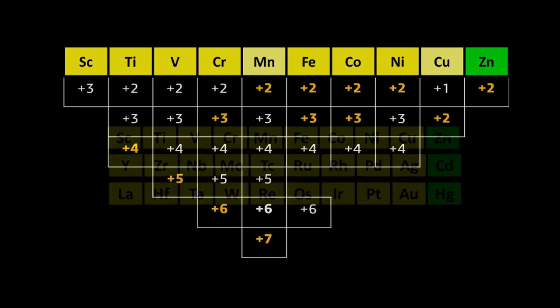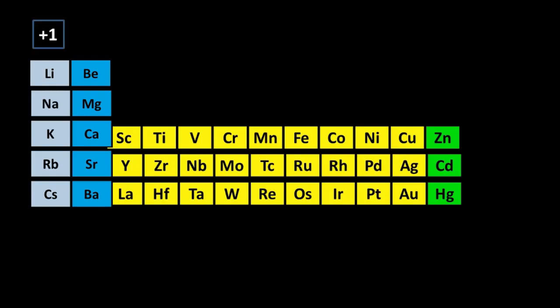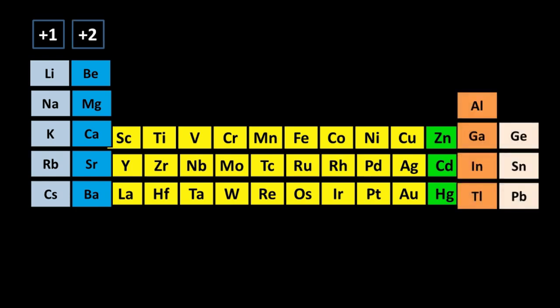Now this is actually very different compared to, let's say, the S block elements. So the alkali metals only have an oxidation state of +1, while the alkaline earth metals only ever show an oxidation state of +2. Similarly, if you look at the P block metals like aluminium, gallium, indium and thallium, they have an oxidation state of either +1 or +3, while germanium, tin and lead can show an oxidation state of either +2 or +4.